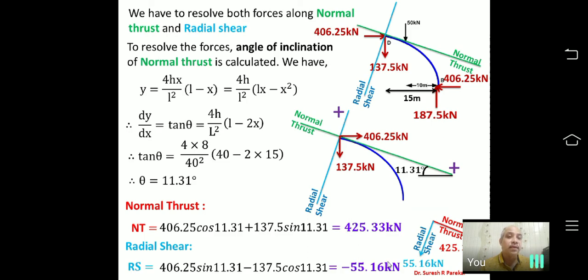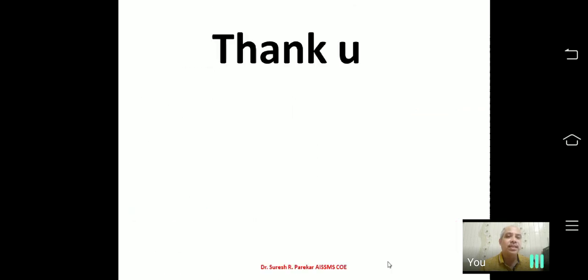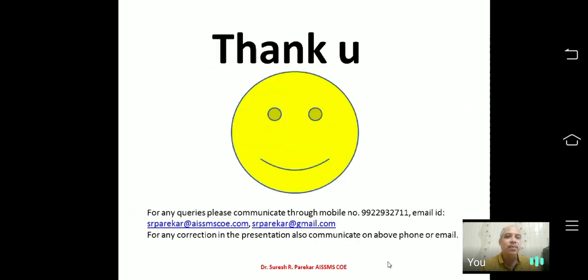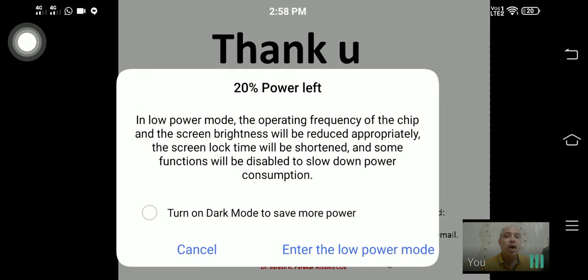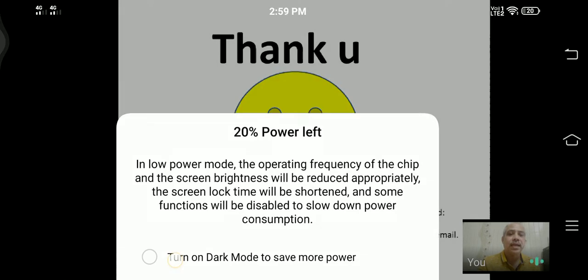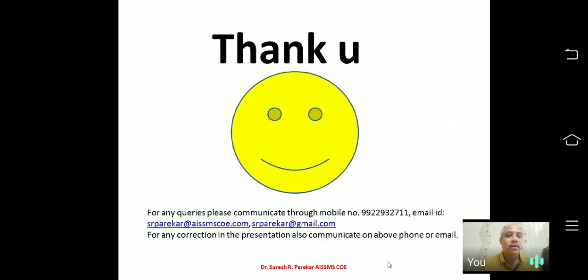So we have these problems, that is normal thrust, radial shear, and we have to consider sign conventions accordingly. Do not use any formula like H cos theta, V sin theta, or likewise. Those formulas are not applicable every time. So avoid it, and then we will go for calculations of normal thrust and radial shear.